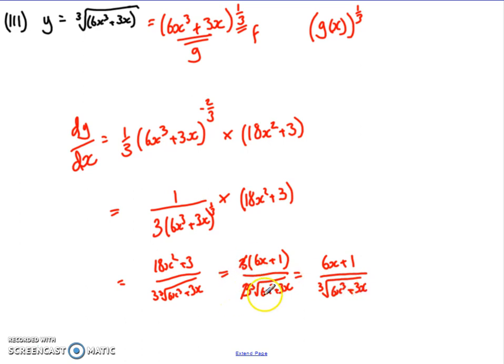This kind of little trick here, if it says simplify fully, watch out for that. That could be something they throw in to just catch you off guard. So just be aware of bits like that. But there you go, 6x squared plus 1 over the cube root of 6x cubed plus 3x.